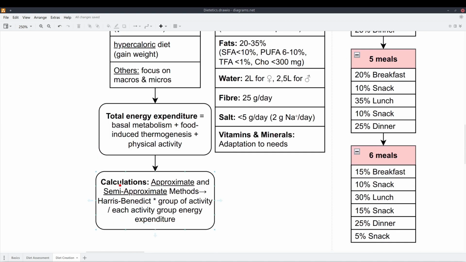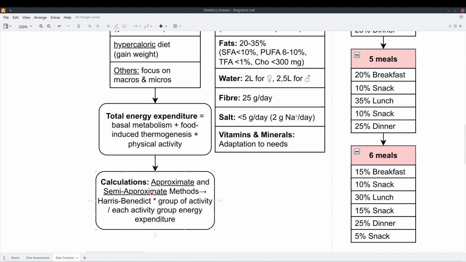For calculations, we have two methods mainly, the approximate and the semi-approximate. There is also a third one, but it's more tricky to implement, and it's not for everyone. It's mainly for sport athletes. So the approximate is having a formula for the BMR, which can be, for example, Harris-Benedict, and multiply the BMR by the group of activity. For example, 1.3 would be sedentary, 1.5 active, 1.7 very active, and 1.8 super active. These are ranges of groups of activity.